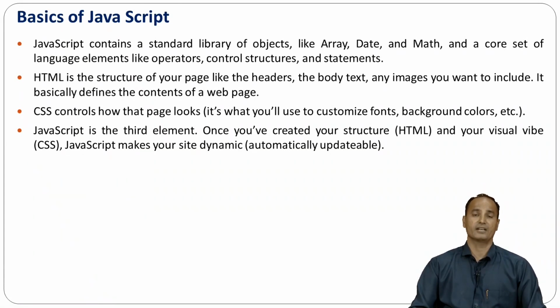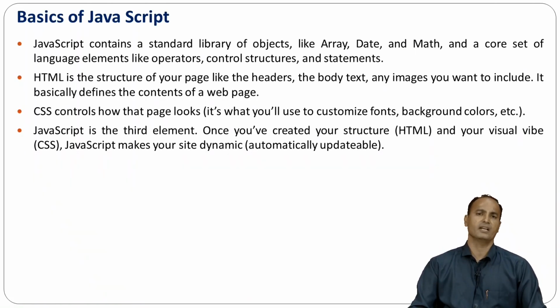JavaScript contains a standard library of objects like array, date, math, and a core set of language elements like operators, control structures, and statements. HTML is the structure of your page, like headers, body, text, and images you want to include. It basically defines the contents of a web page. When we are talking about JavaScript, it is all about the behavior of a web page, while HTML defines the structure of a web page. CSS controls the appearance, or we can say the look, of the web page.